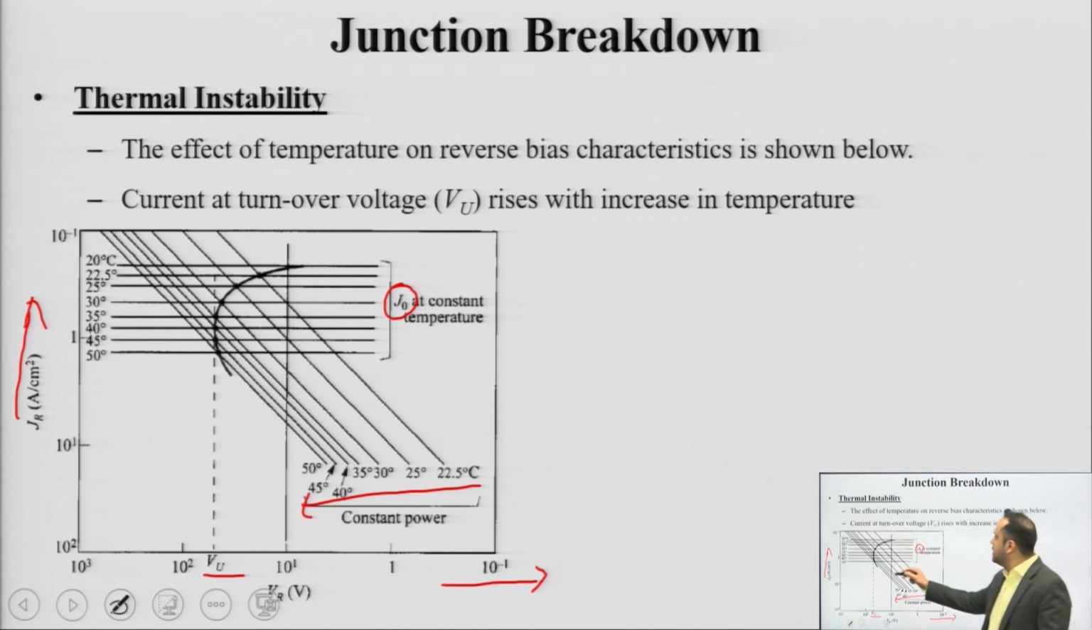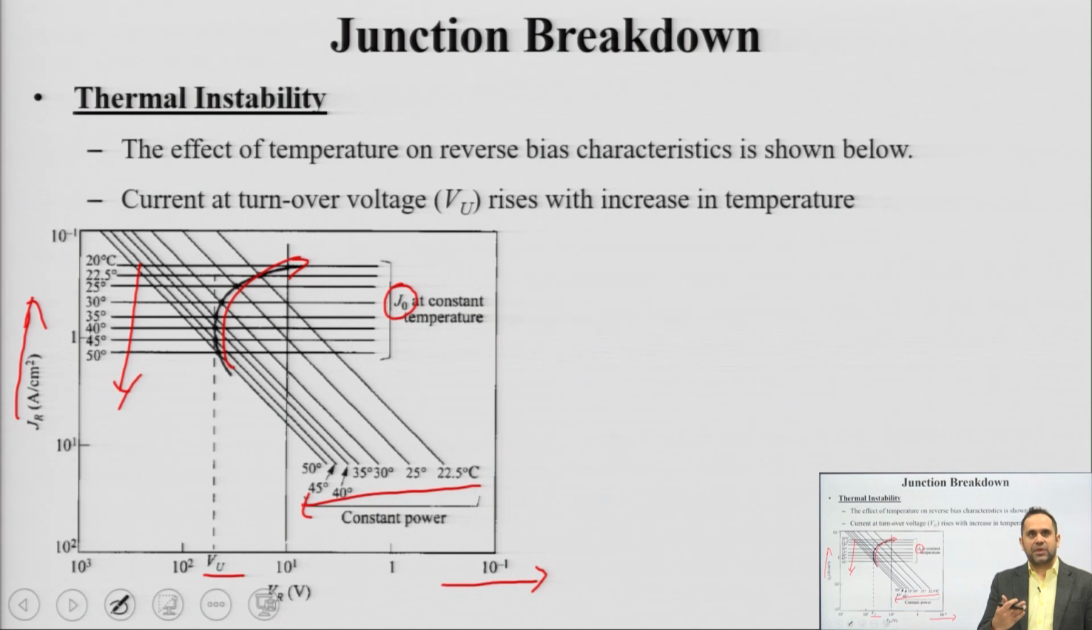So, you can see that when temperature increases, you are getting more and more current flowing, and if temperature is kept constant, you can say that the value of current at turnover voltage is also changing. So, current at turnover voltage rises with increase in temperature. Okay. So, this is how the increase in temperature basically shows you what happens to the reverse current.